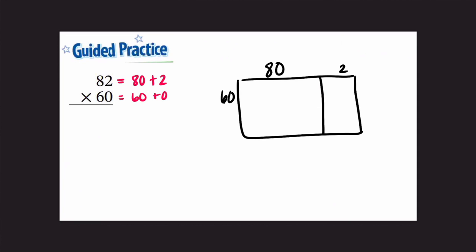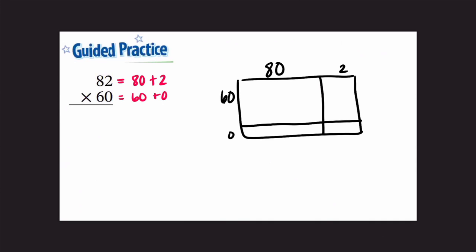So I'm just going to write 60, and I'm going to put a 0 down here just because when we do standard algorithm and other parts, we're going to have a 0 in our products, so we'll account for it here. Okay, now I'm going to go over to my first row. I'm going to do 80 times 60 and then 80 times 0. So I'm going to go straight down and finish these products first.